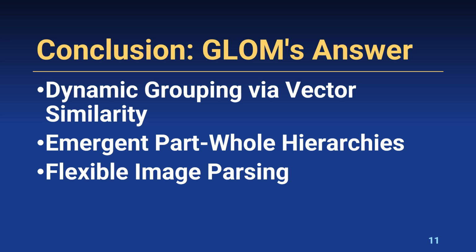So, to answer our central question, how can a neural network with a fixed architecture parse an image into a part-whole hierarchy that has a different structure for each image? GLOM proposes to achieve this by using islands of identical vectors to represent the nodes in the parse tree. This means that instead of rigid, predefined structures, the network learns to dynamically group image locations into coherent parts and wholes based on the similarity of their high-dimensional embedding vectors, which are constantly being refined through bottom-up, top-down, and lateral interactions. This allows the network to effectively parse each image by forming these emergent, dynamic islands of shared representation.